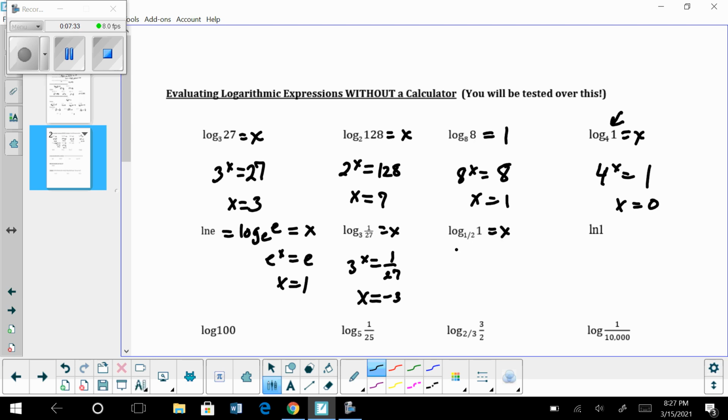Here we've got 1/2 to the x power equals 1. You get an answer of 1. The exponent had to be 0. This is kind of the same thing. It's just a different base. It's going to be 0.